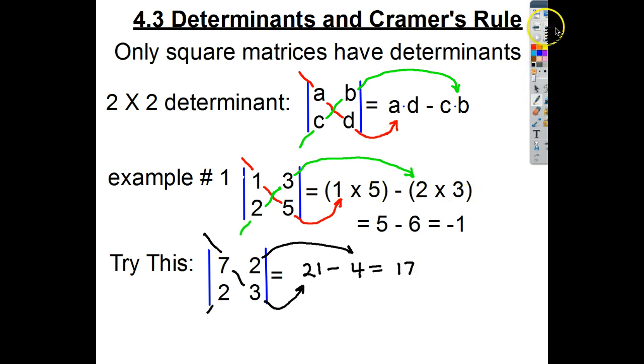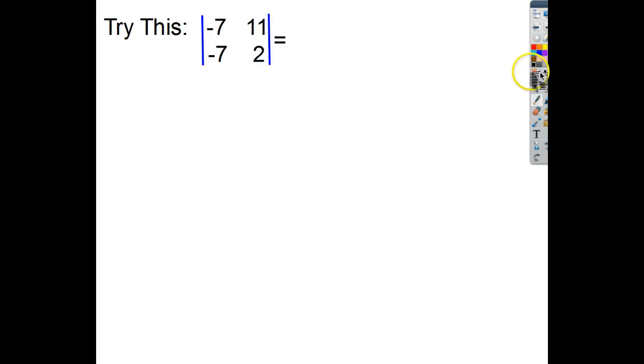Okay. Try this one. Again, multiplying on the diagonals, -7 times 2 gives us -14. It's always subtract. The diagonal going up, -7 times 11 gives us -77. Well, that's going to become plus a positive, and there is going to be 63. Okay, that's finding the value of a 2 by 2 determinant.